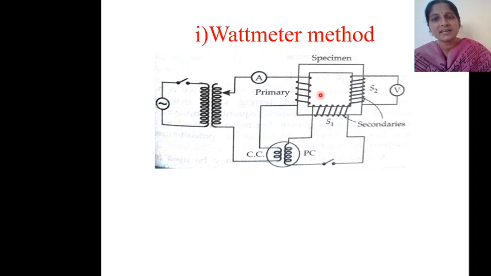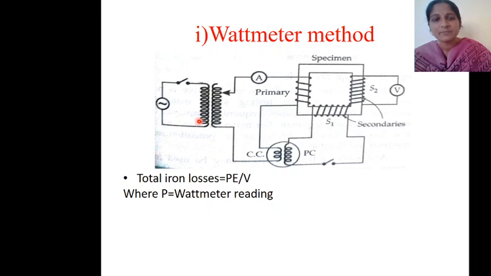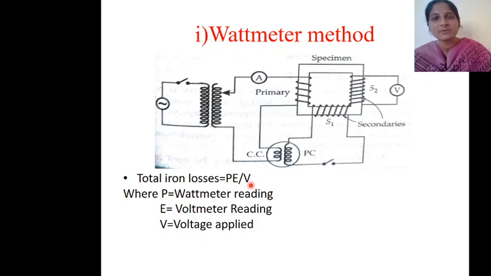For that particular current, you need to note down the wattmeter reading and also the voltmeter reading, and also you know how much supply you have applied. So suppose P is the wattmeter reading, E is the voltmeter reading, and V is the voltage applied. If you know these three values, then total iron losses is equal to P into E divided by V. So from this formula you can calculate the value of the iron losses. So this is about the wattmeter method.